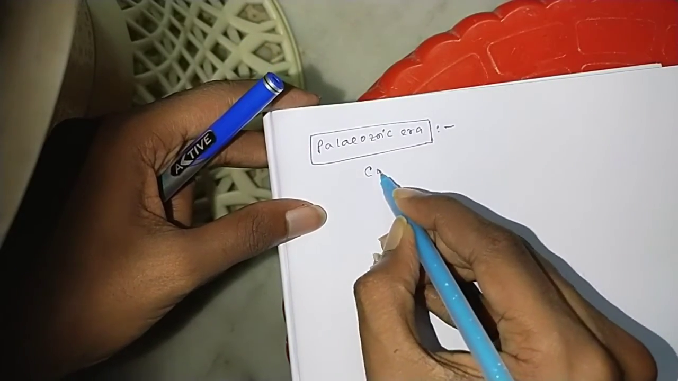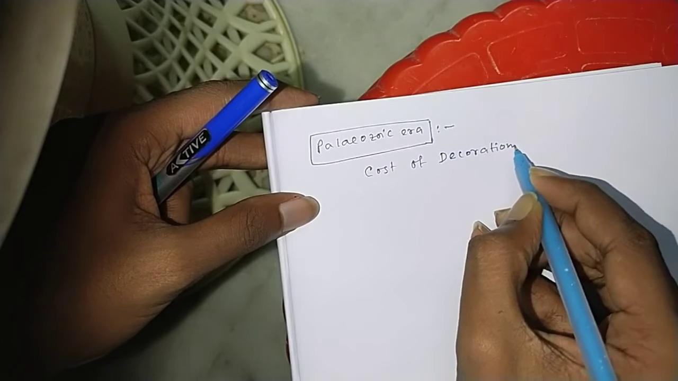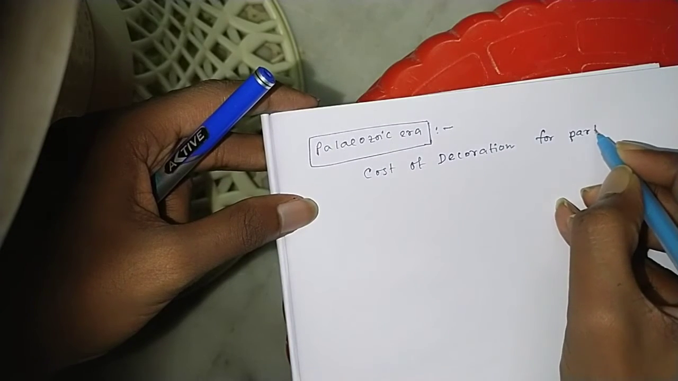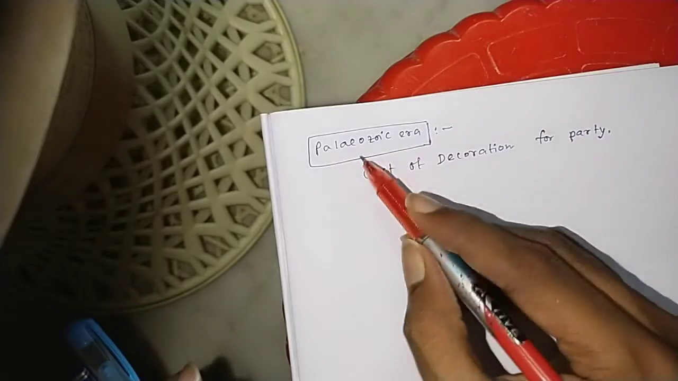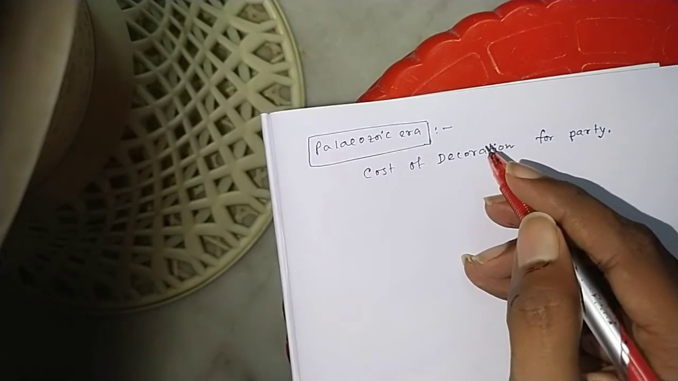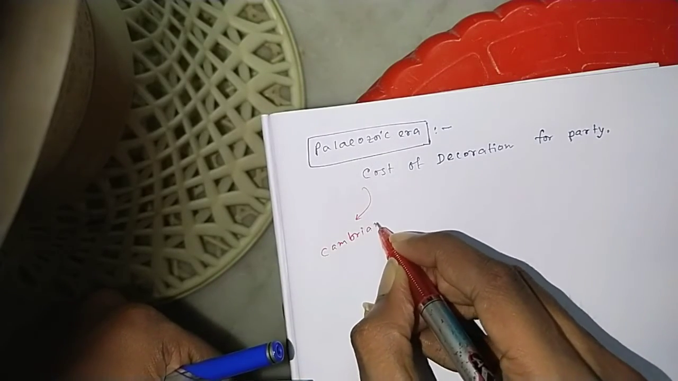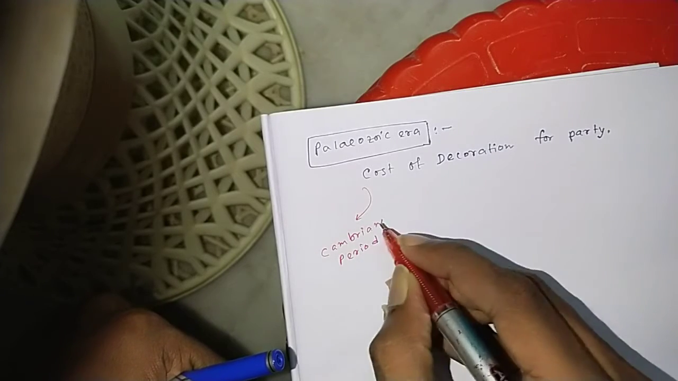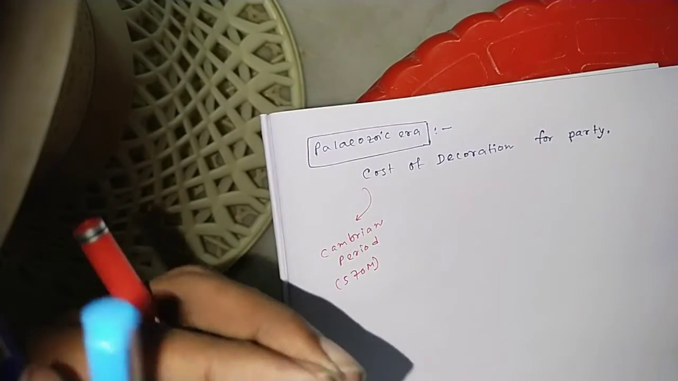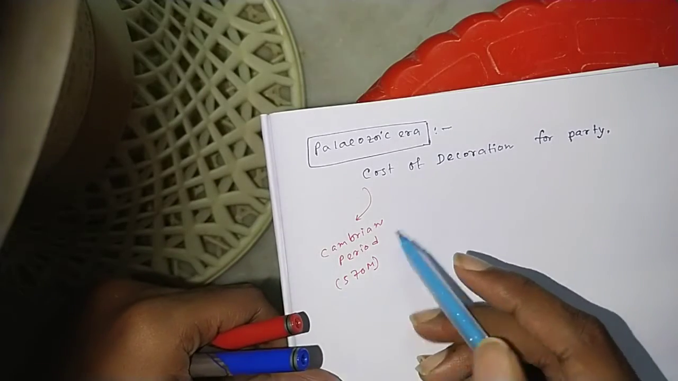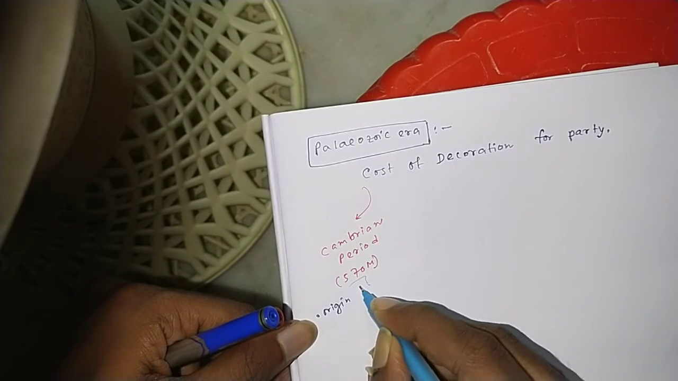For the Paleozoic era, we have this trick for you: cost of decoration for party. If you remember this phrase, you can easily remember the periods of the Paleozoic era. Firstly, C is the Cambrian period. The Cambrian period is 570 million years ago, and it is very important because of the origin of trilobites.